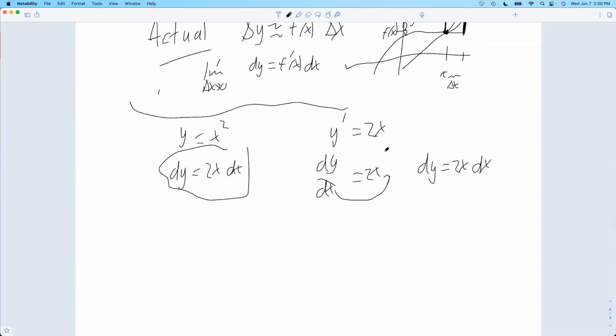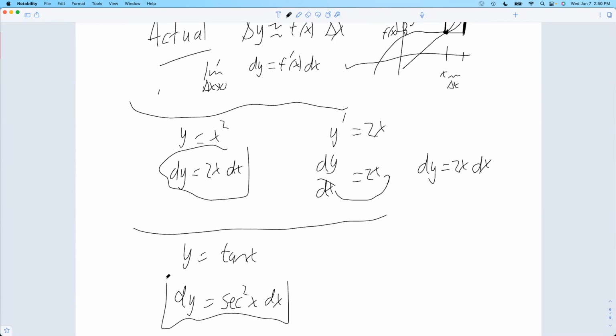If you have y equals tangent of x, then the differential dy is take that guy's derivative with respect to x, secant squared of x, and then write a dx. That is the differential. It's not the derivative. That's the derivative. The differential dy is secant squared of x dx.